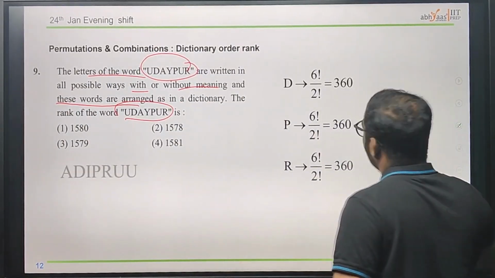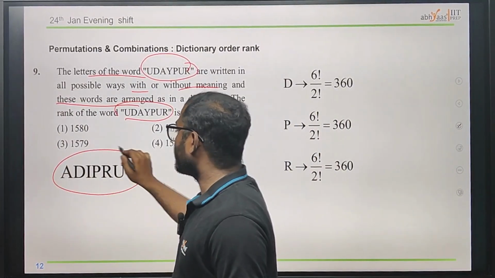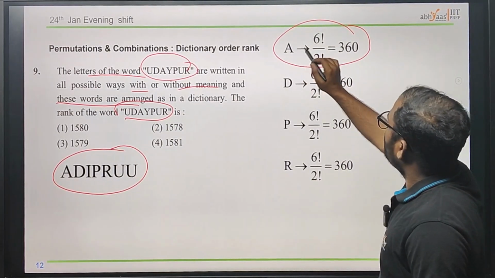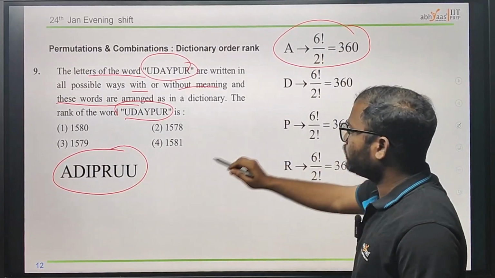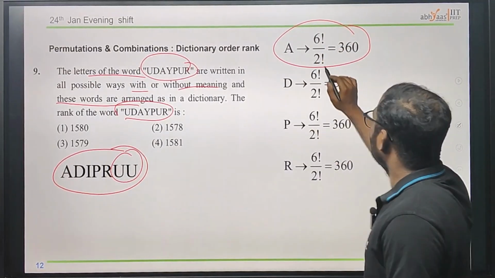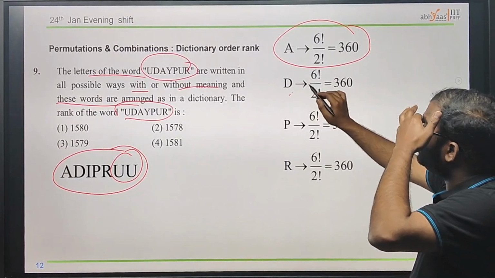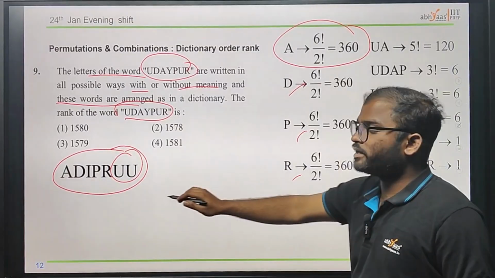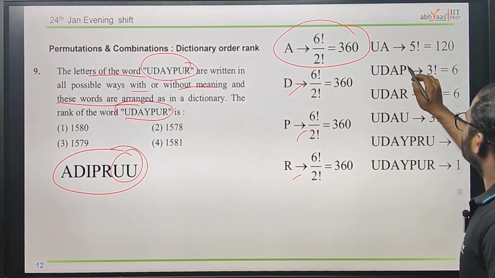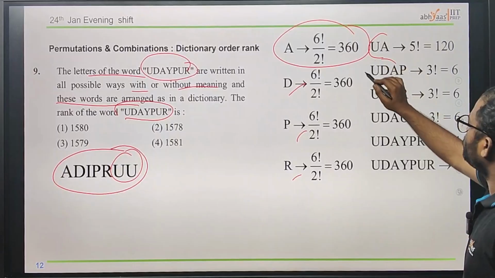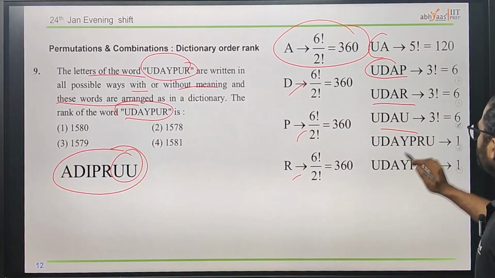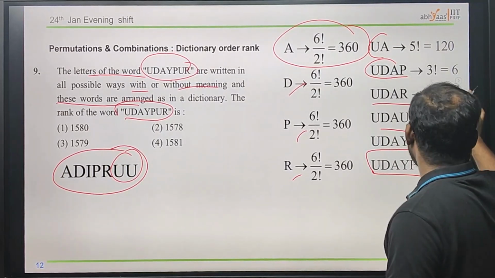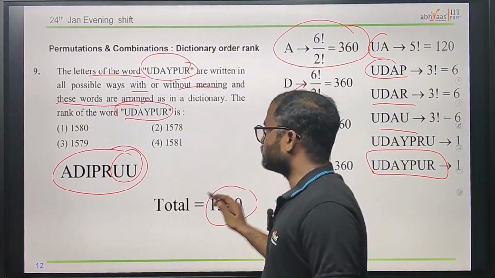See here, first writing in dictionary order, starting with A. For words starting with A we get 6 factorial, and with U repeating 2 times, divided by 2 factorial, we get 360. Similarly for D, P and R as well. Similarly for the others, when U is started, no repetition will occur. Similarly in dictionary order, it's a simple question, it just requires time. That's the rank we get for Udaipur. Adding all these things we get 1580 as the answer.